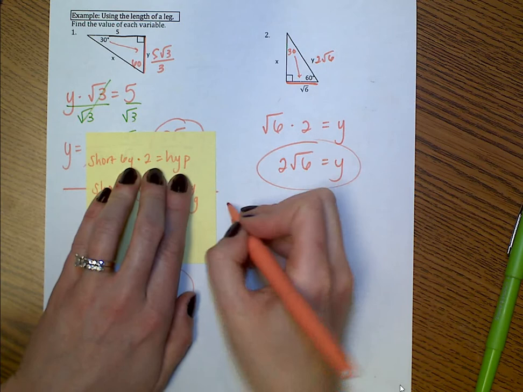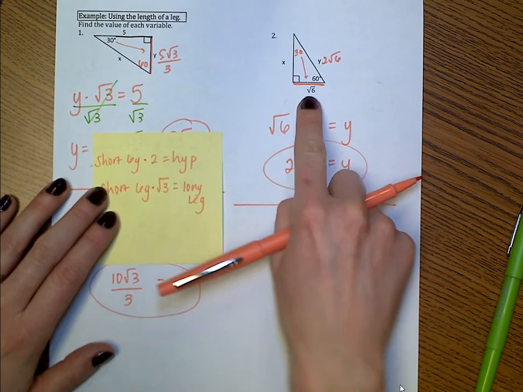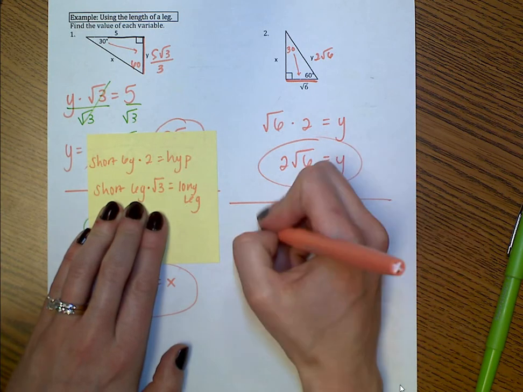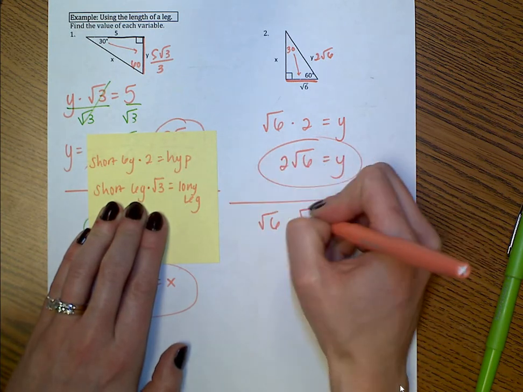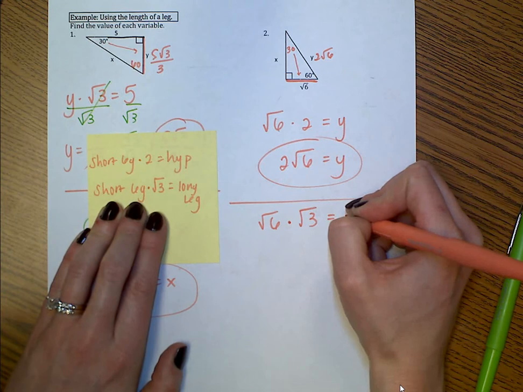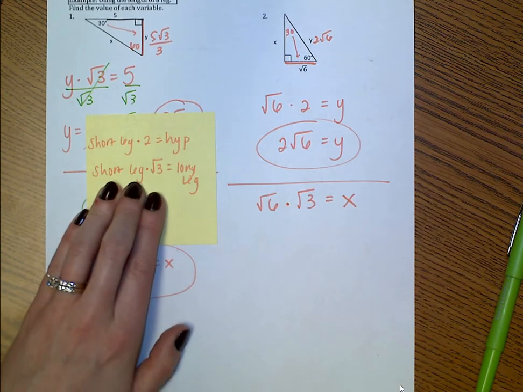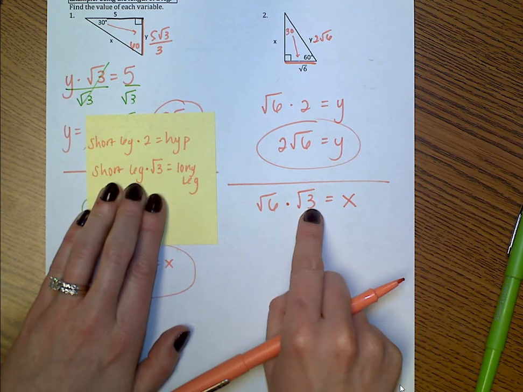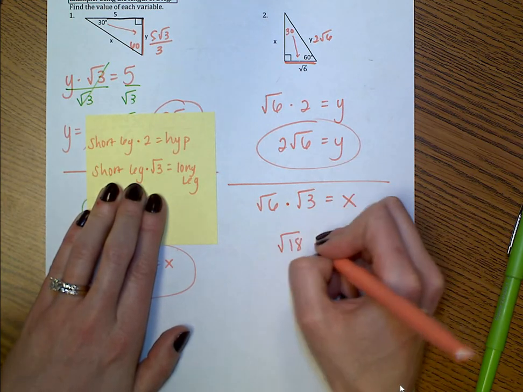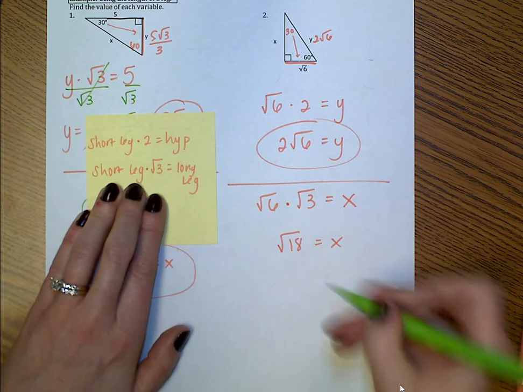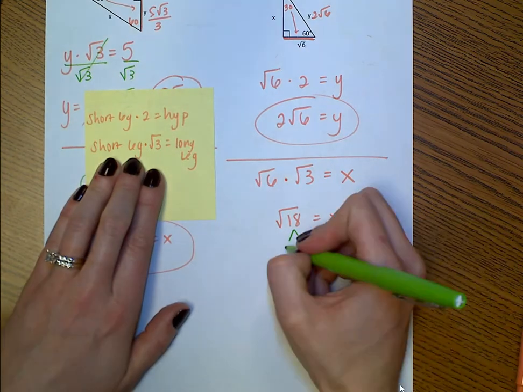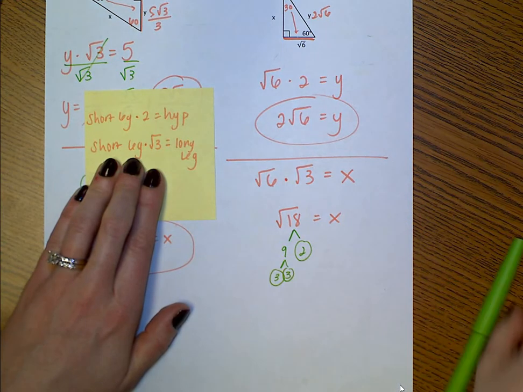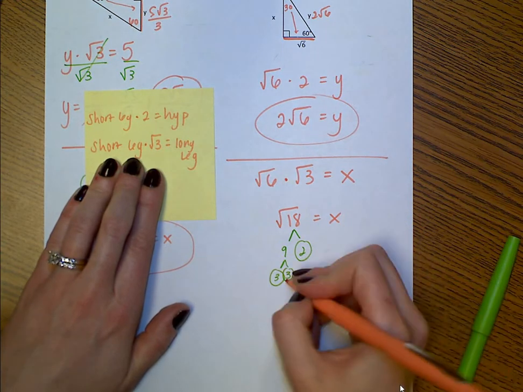Now I need to get the long leg, so I use my second shortcut. The short leg, radical 6, times radical 3 equals the long leg, which is x. I can multiply these because they're both sitting under a radical. So 6 times 3, this would be radical 18. And they definitely will expect you to factor tree that down. So I would say x equals 3 radical 2.